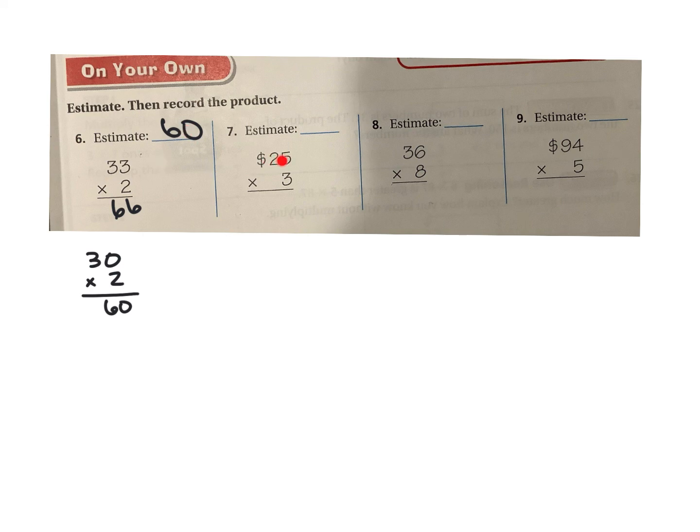Next one, 25. 25 is right in the middle of 20 and 30. That 5 is an up number. When it's right in the middle, we round up. This is going to be 30 as a rounded number to do our estimate. 30 times 3. 3 times 3 is 9 with a 0 on the end. Our answer is going to be close to 90-ish. Rounded up, so it's probably going to be a little smaller than that.